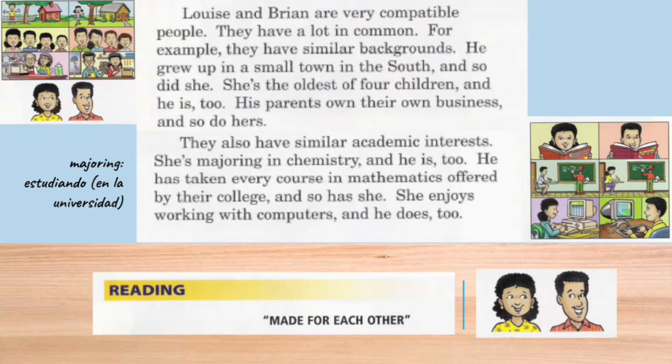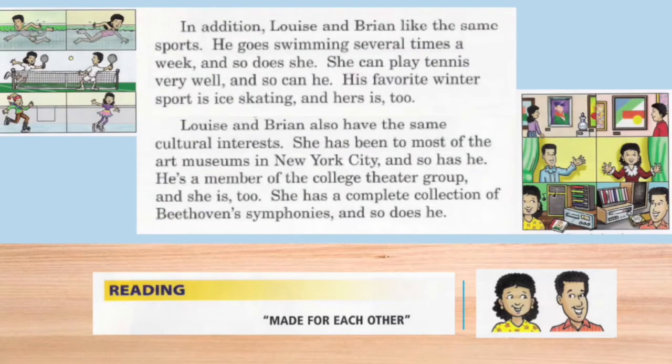They also have similar academic interests. She's majoring in chemistry, and he is too. He has taken every course in mathematics offered by their college, and so has she. She enjoys working with computers, and he does too. In addition, Louise and Brian like the same sports. He goes swimming several times a week, and so does she. She can play tennis very well, and so can he. His favorite winter sport is ice skating, and hers is too.